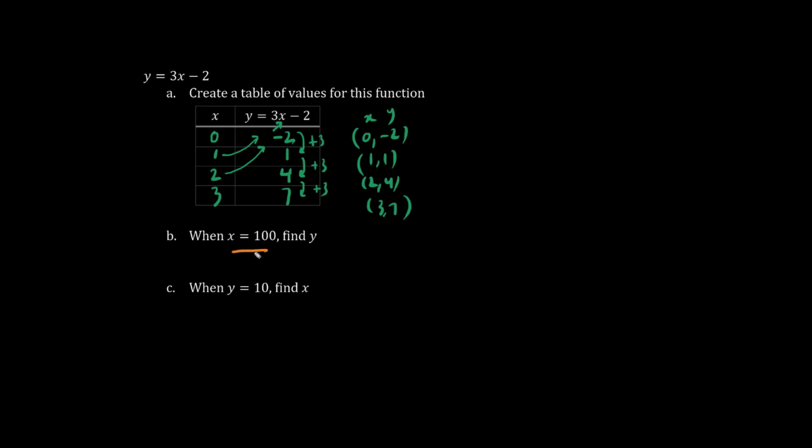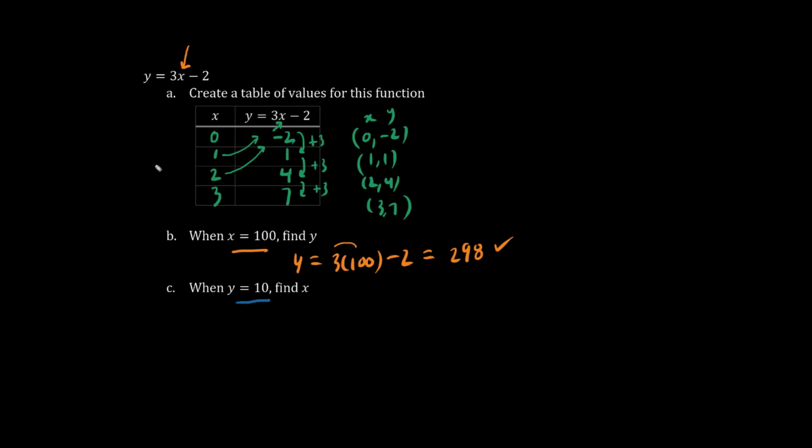When x equals 100, let's find y. So we substitute 100 into x here. We say y equals 3 times x, which is 100, minus 2. 3 times 100 is 300, minus 2 is 298.